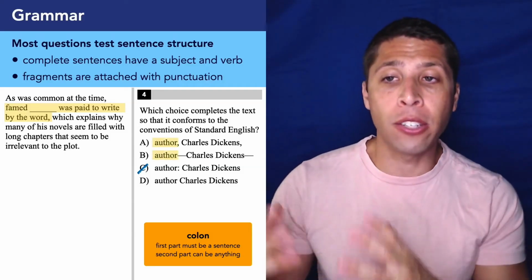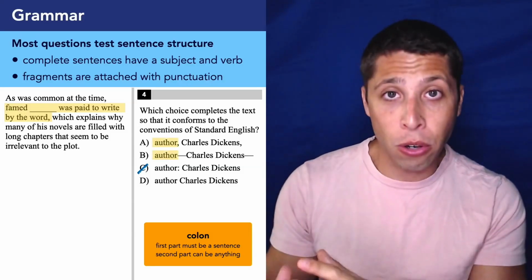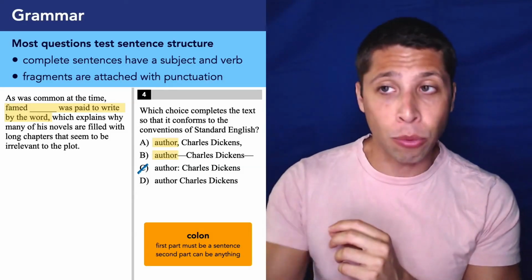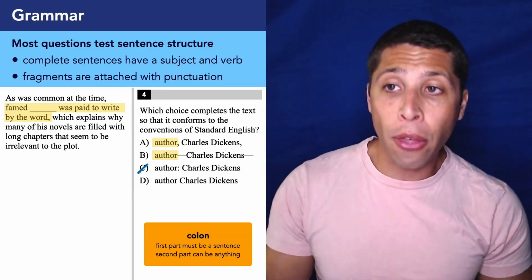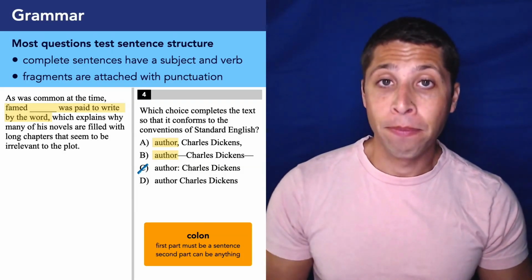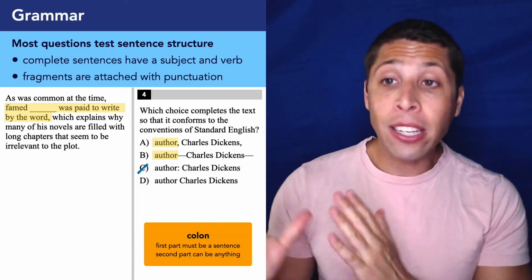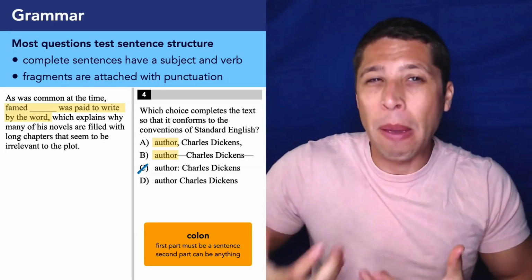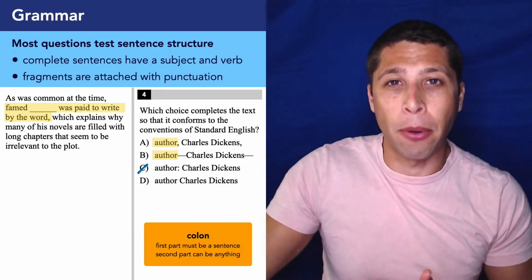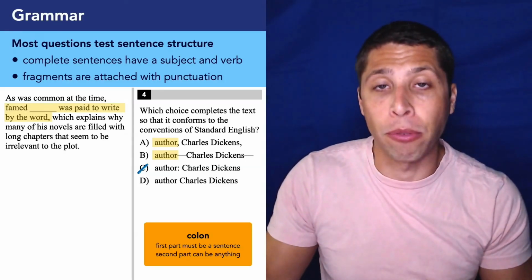So the test here is whether this can stand on its own without the name Charles Dickens. Let's read it without that. Famed author was paid to write by the word. That sounds bad to me. That is not enough. That feels like we're missing something. Maybe if we said the famed author was paid to write by the word, or a famed author was paid to write by the word.